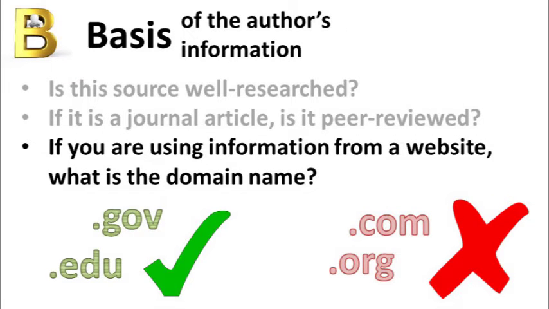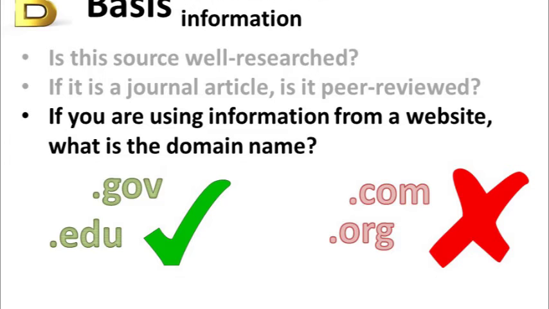If you are using information from a website, what is the domain name? Domain names that end with .gov or .edu are good ones to use. They can only publish evidence-based information on these sites and are therefore considered credible. Domain names that end with .com or .org are not appropriate because anyone can make those websites and publish anything on them.